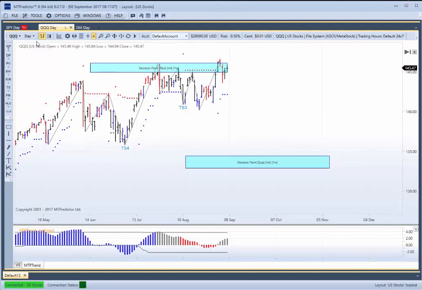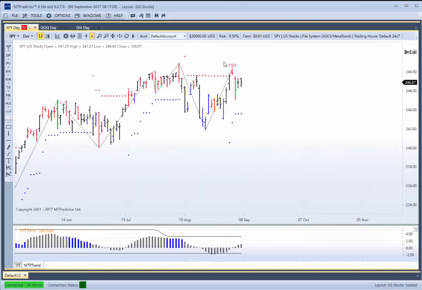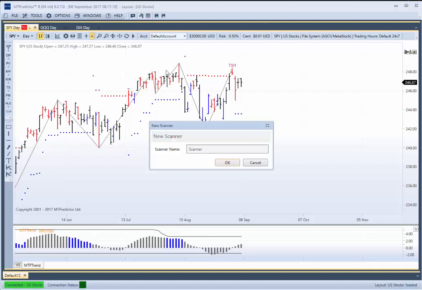So with this in mind, that the Nasdaq looks to be at the best potential resistance zone, i.e. the weekly chart, and also the SPY. Spiders look to be in a potential position where market decline is anticipated. Let's now open up a scanner.